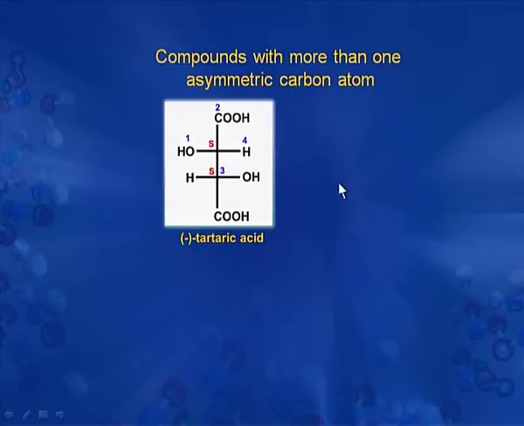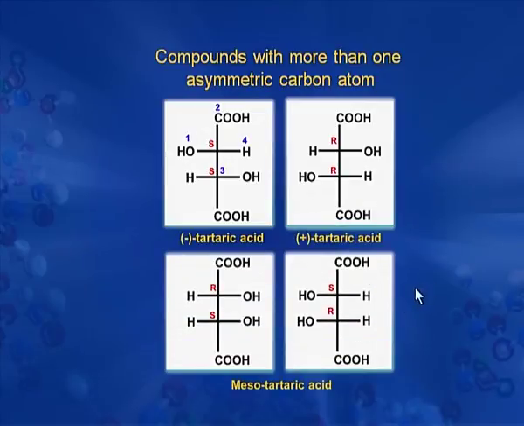Now, we can write on a separate cross these groups with these 4 priorities, carry out the interchanges, bring the group of 4th priority here and see the sequence. We will find that it is anticlockwise and this is assigned an S configuration. Similarly, we can use this method for this particular asymmetric carbon atom using these groups hydrogen, hydroxyl, carboxyl and the remaining part of the molecule and we again get S configuration. Similarly, we can assign configuration to all other isomers of tartaric acid.